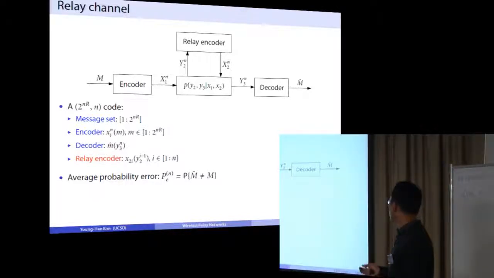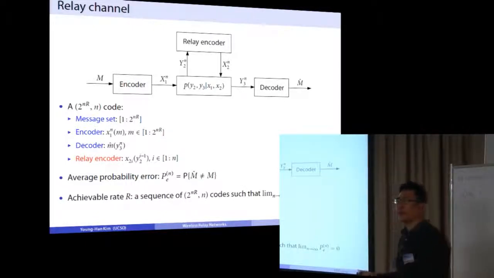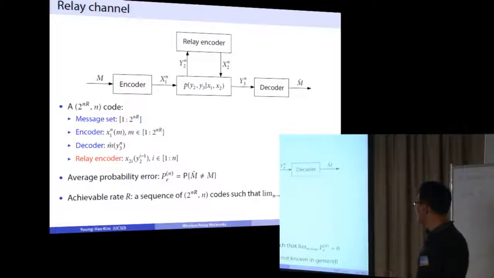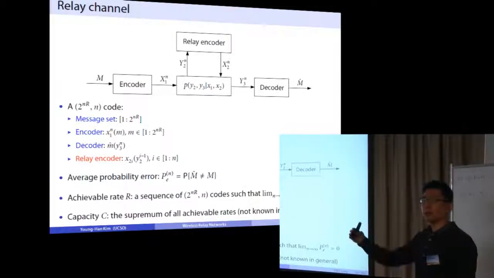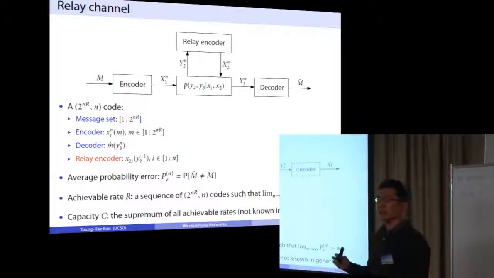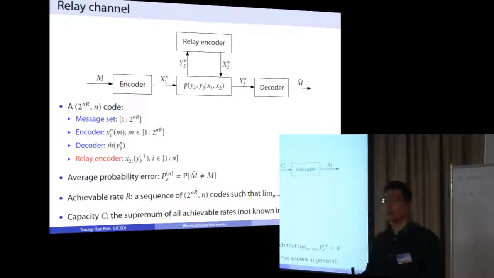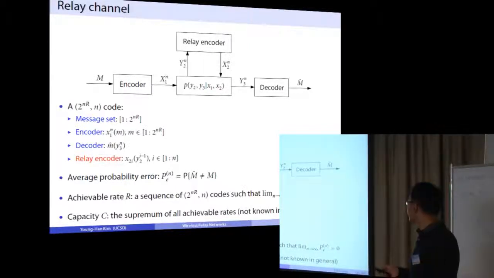As before, we define the average probability of error as the probability that the uniformly distributed M is different from the message estimate M hat. Achievability of a single rate is defined similarly. We say the rate is achievable if asymptotically we can achieve reliable communication, and capacity is the largest achievable rate. As before, below capacity we have a good code that achieves arbitrarily reliable communication, and above capacity there is no reliable coding scheme whatsoever.